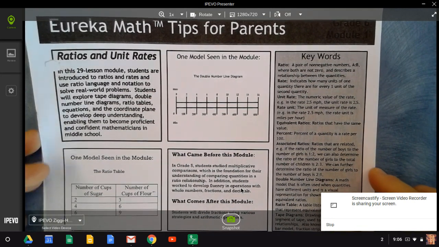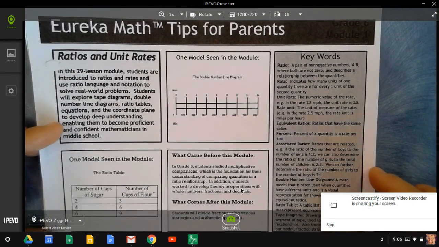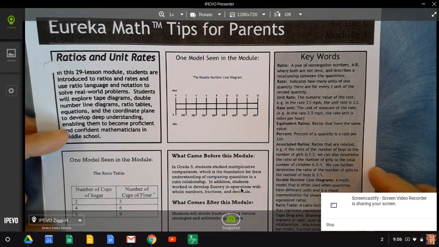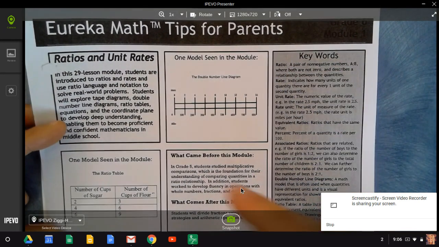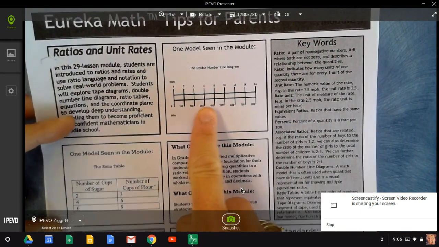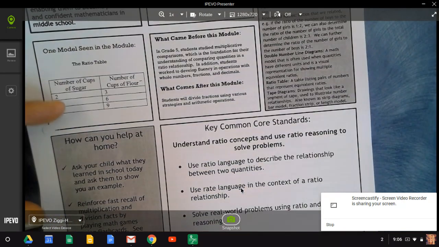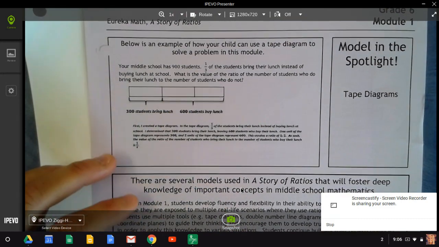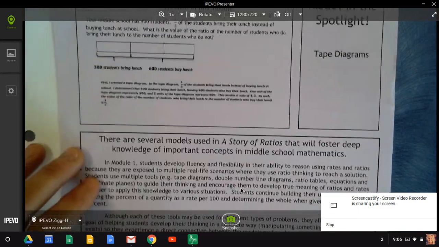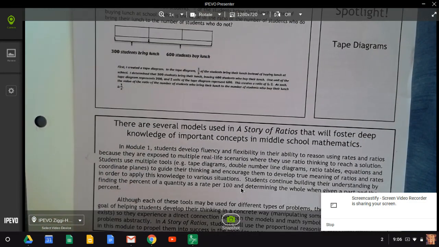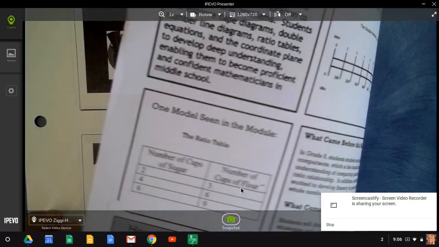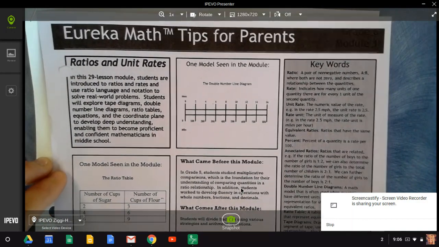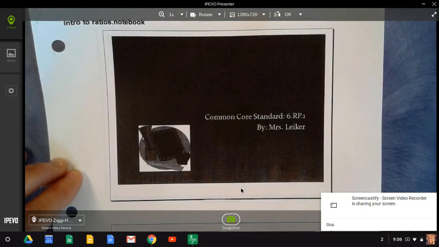This is a Eureka Math Tips for Parents. At the beginning of each unit, I will be sending this home to your parents just to give them an idea of what we are doing in math for the unit. This goes through a lot of keywords. It goes through the models we're going to be learning. This is a double number line. This is a ratio table. If you look on the back, you're going to see tape diagrams. Maybe you worked a little with these in the past couple years, hopefully. And you'll see some important information about the modules in the Common Core. That's about it. This is just good for parents to see what's going on in our classroom. Now I'm going to take that away and go to our lesson for today.